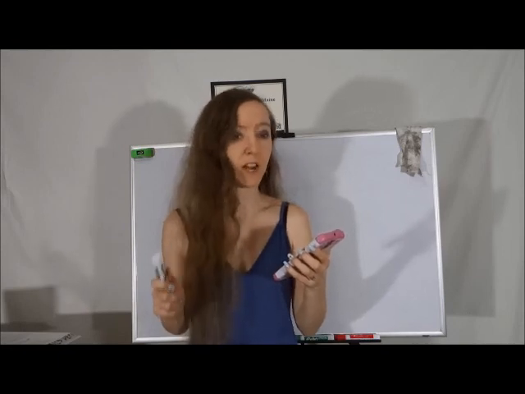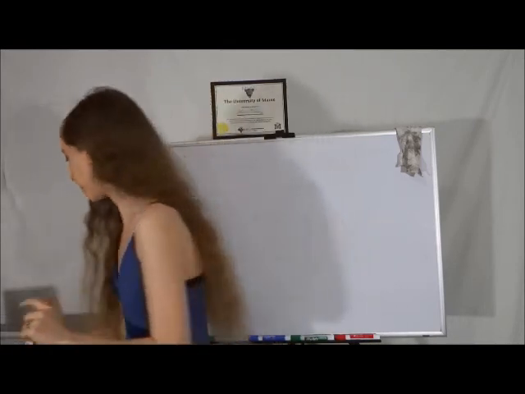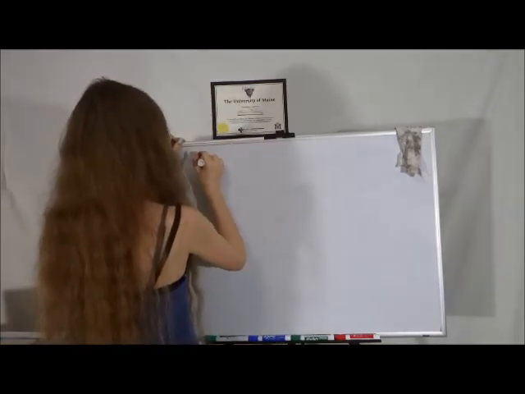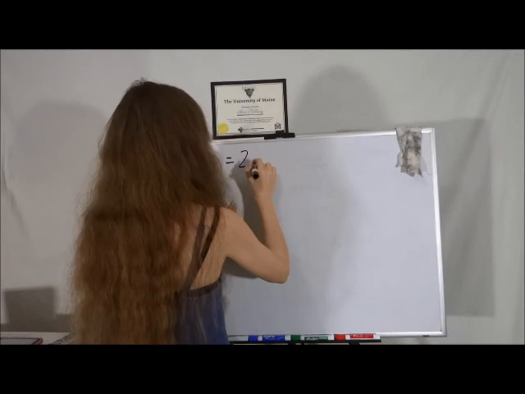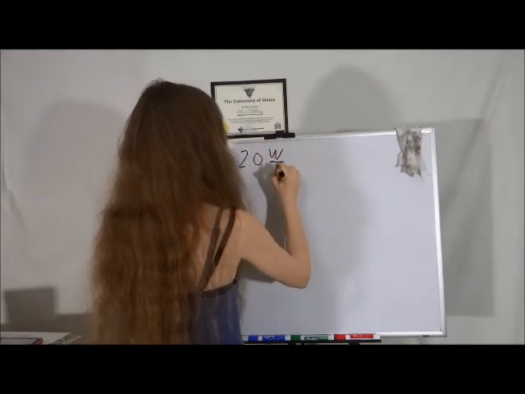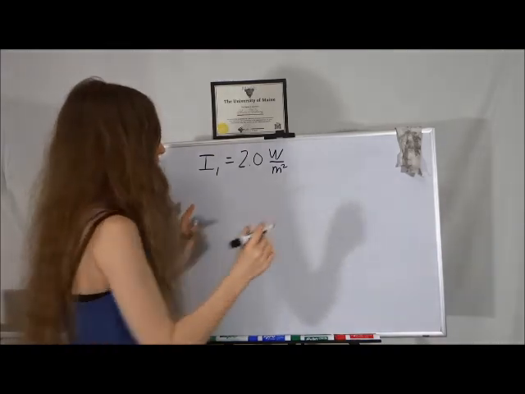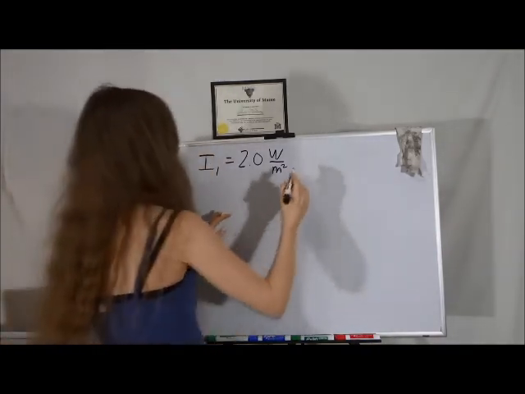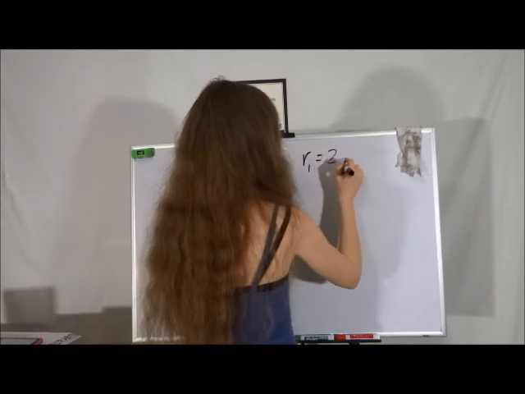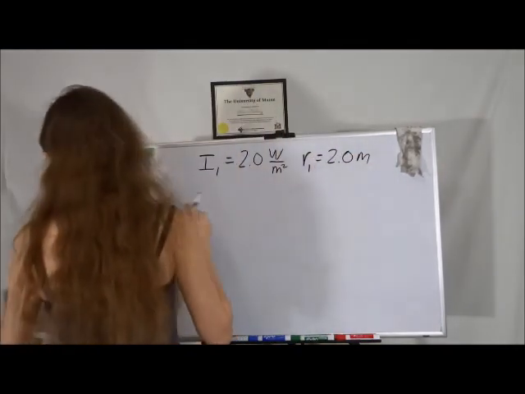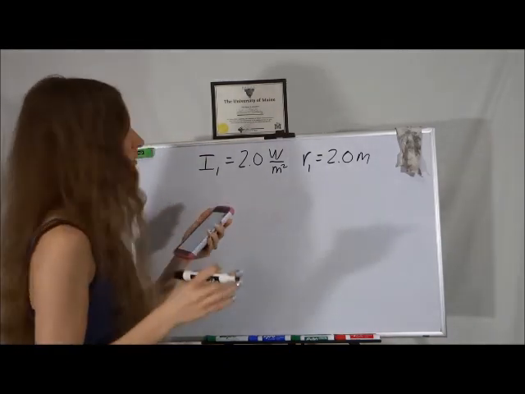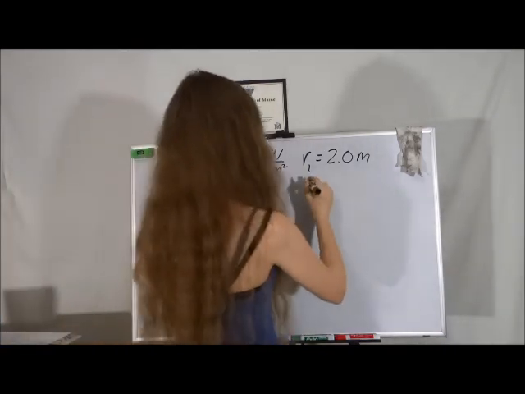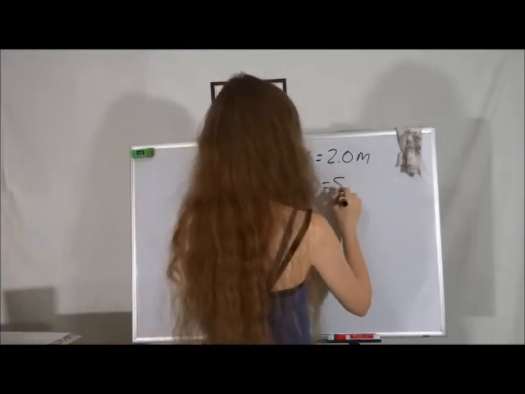Before we get to solving this problem, let's write down what we know. So we know that, I'm going to call this I1, this is our sound intensity, is equal to 2.0 watts per meter squared at a distance of 2 meters away. And I'm going to call that R1 is 2 meters. Now we want to know the sound intensity and the sound intensity levels at 50 meters away. So our R2 is going to be 50 meters.